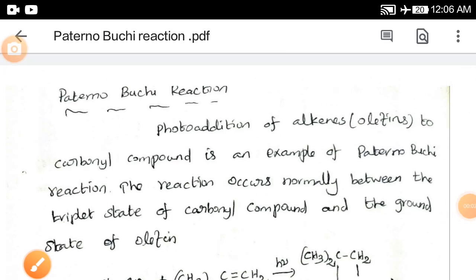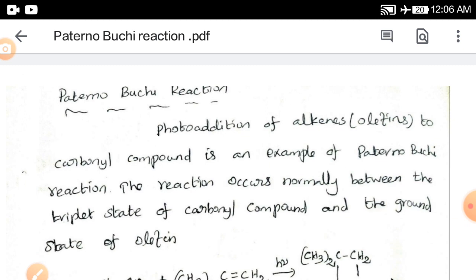Dear students, this is a photochemistry topic. Another important reaction is the Paterno Buchi reaction. It has a funny-sounding name, but it is a very important reaction. The Paterno Buchi reaction is nothing but the photo addition of alkenes to a carbonyl compound. It is a kind of photo addition reaction.